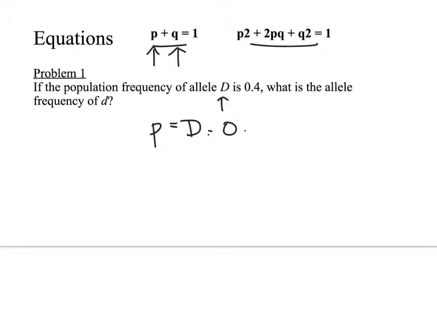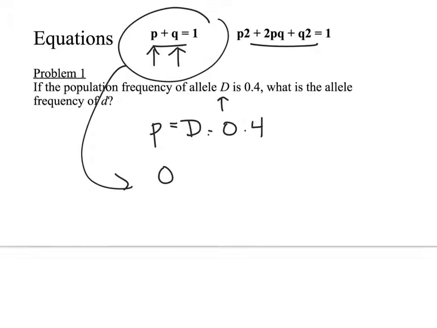And this is frequency, so 40% of the time in a population we find that allele at that locus. By default, we can use this equation, and we can put in 0.4 for P. We don't know what Q is, we're going to solve for that, but they obviously have to add up to 1.